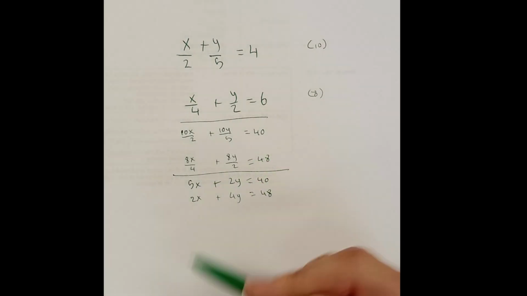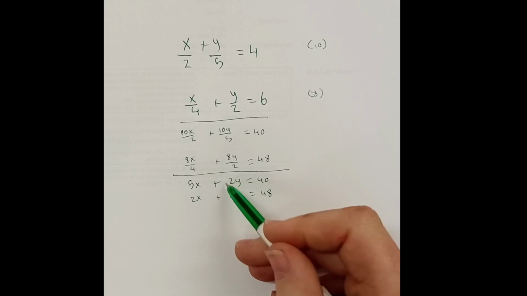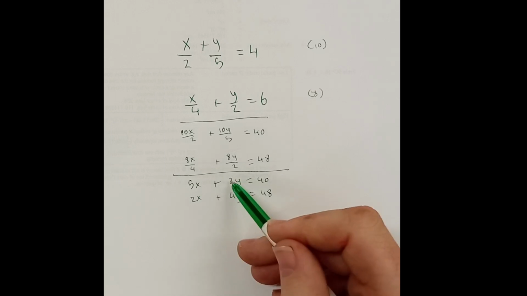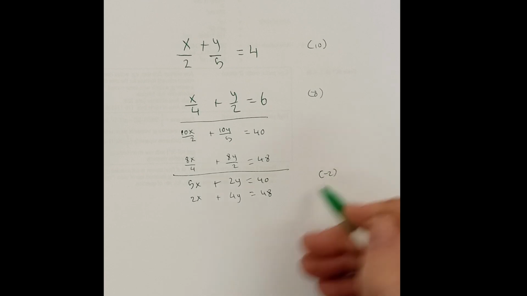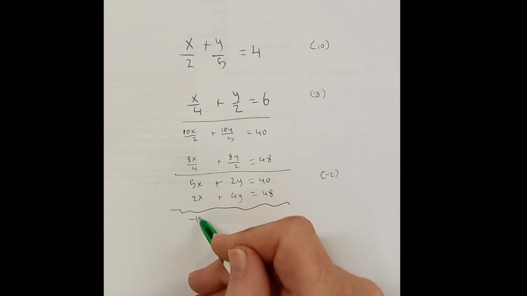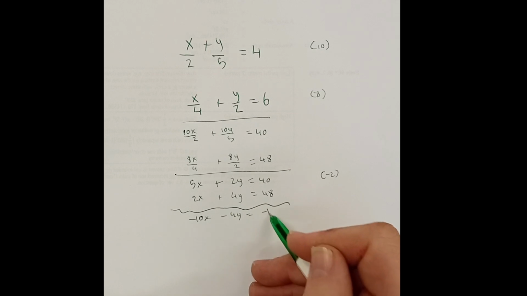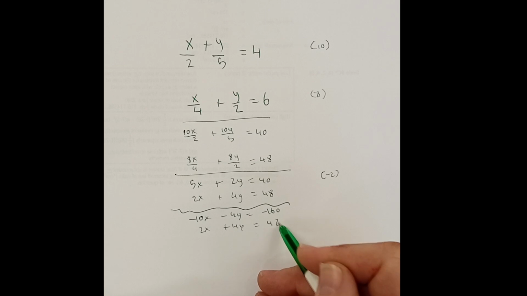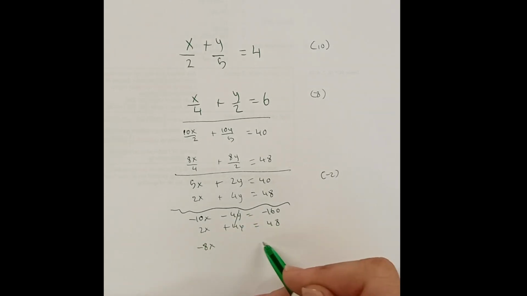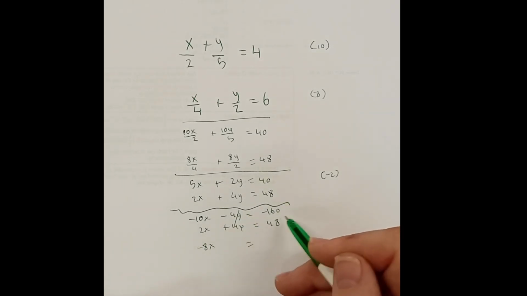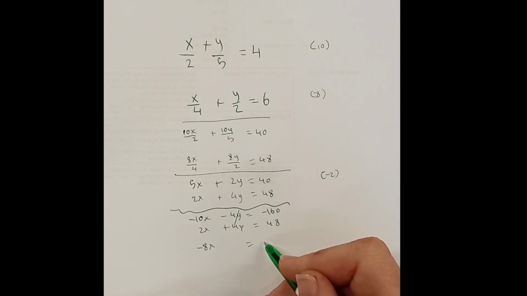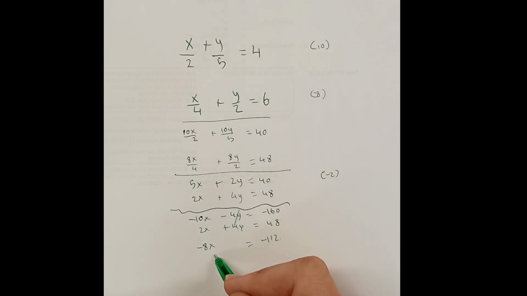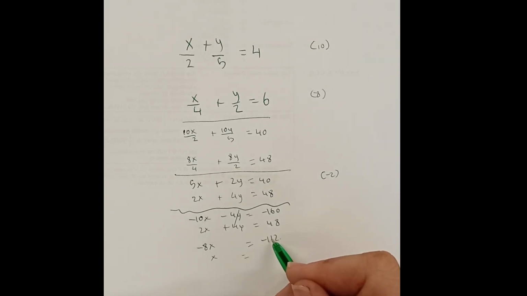So I can just treat it now like how I would do anything. If I could make this a minus 4, then they'd cancel. So I'm going to multiply the top line by minus 2. That's minus 10x minus 4y is equal to minus 80. And then leave the bottom line as it is. That means they're gone. Minus 8x is equal to, now you're going to need a calculator for this unless you can figure it out in the head. Let's see, 48, 58, 60. That means minus 112. X is equal to 14.